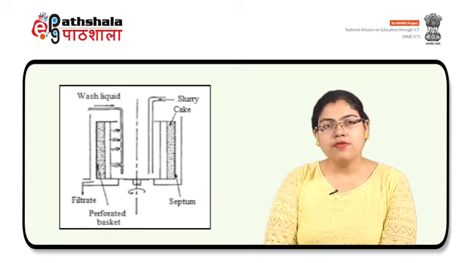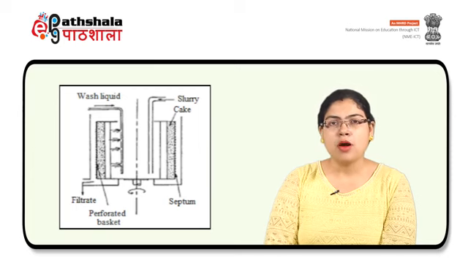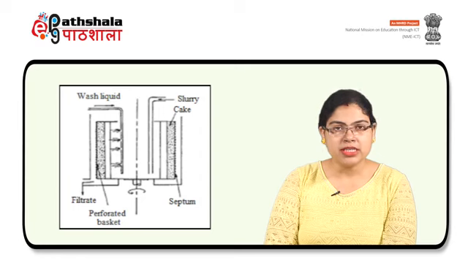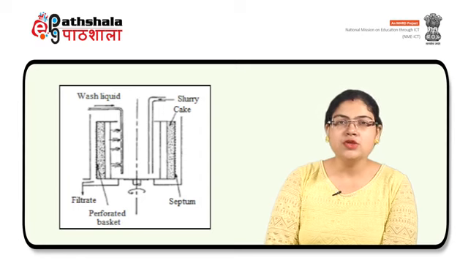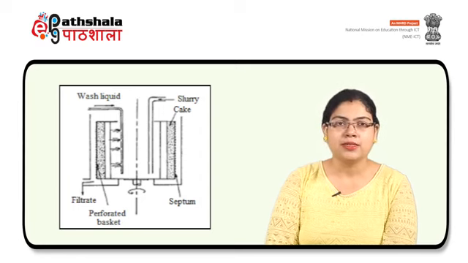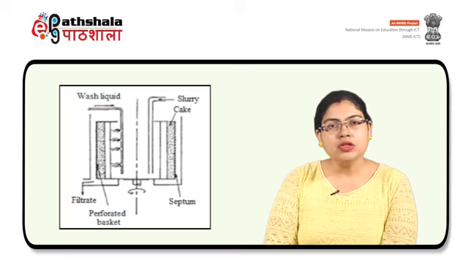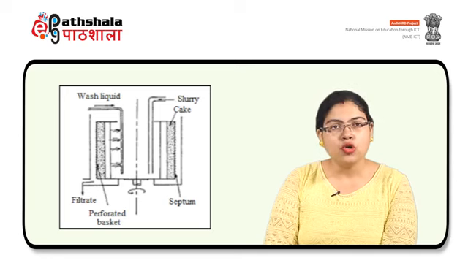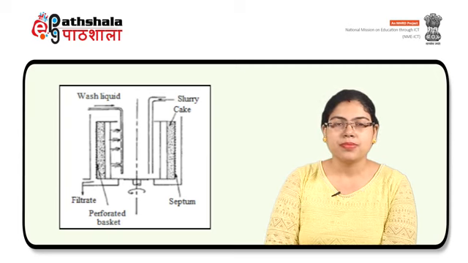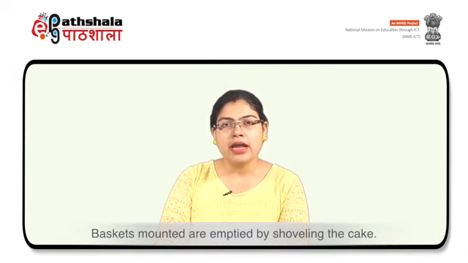It consists of a perforated metal basket mounted on a vertical axis by means of which it can be rotated at a speed of 20 to 25 revolutions per second. The cloth used to retain solid is often supported on a metal screen, and the outer casing collects the liquid thrown out from the perforated basket by centrifugal force. The basket is emptied by shoveling out the cake.